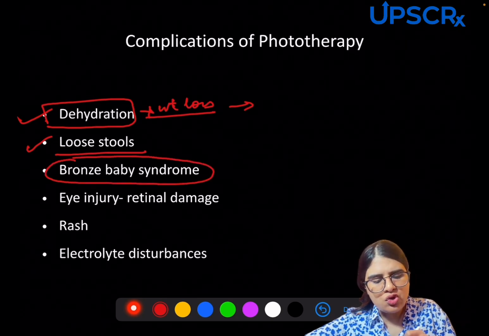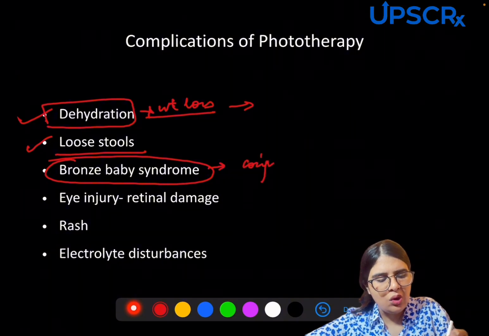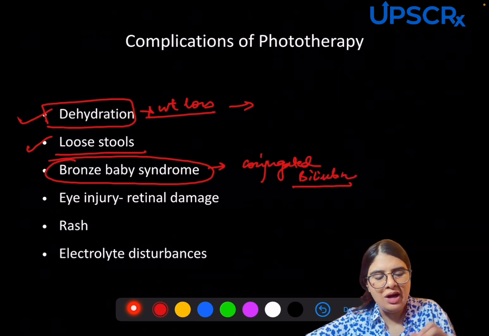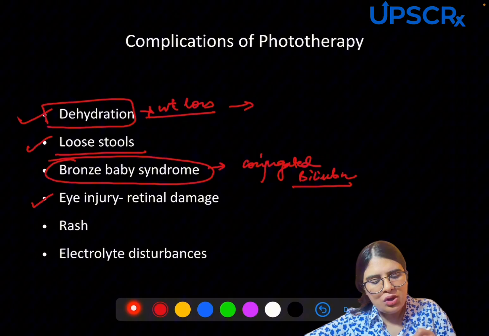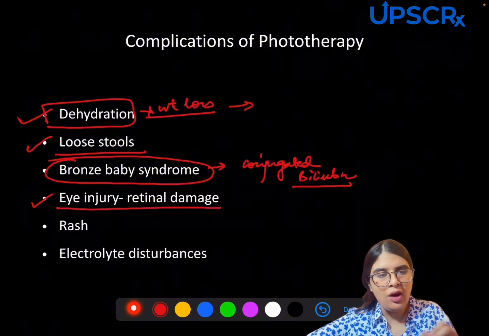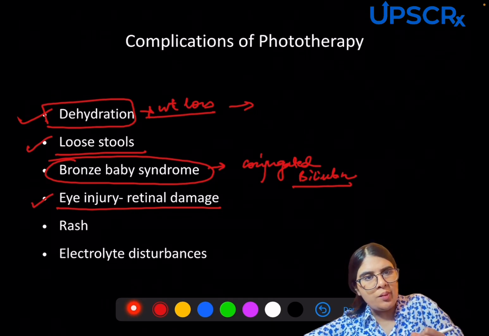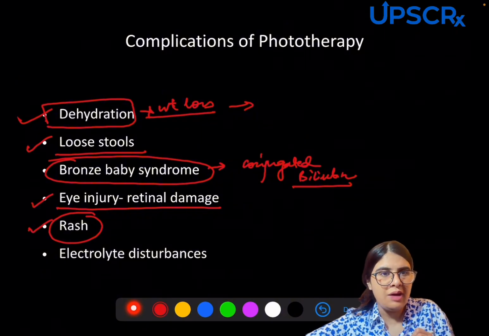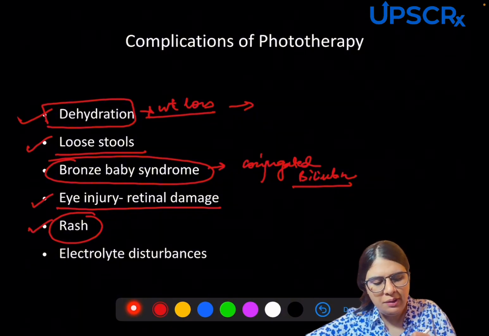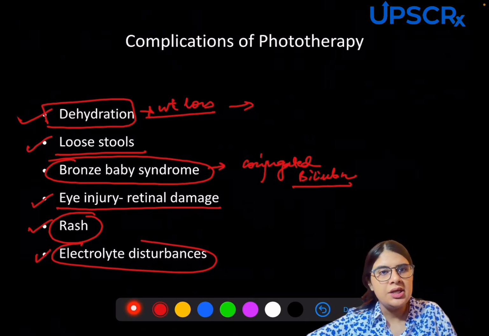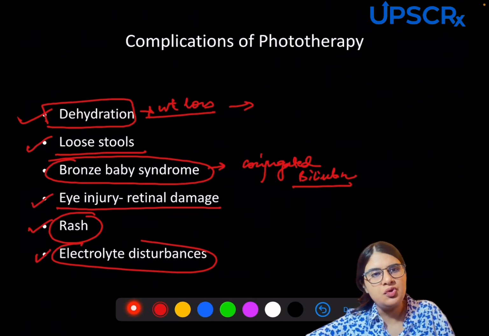Other is bronze baby syndrome. This happens if a baby with conjugated hyperbilirubinemia undergoes phototherapy, then what happens is bronze baby syndrome. Then I already talked to you about eye injury or retinal damage, right? Phototherapy can cause that. Therefore, you cover the eyes, and also it can affect the genital area also. So you cover that also. Then there can be some rash, right? Dermatitis can happen because of phototherapy, and electrolyte disturbances. Because of dehydration, weight loss, there can be some electrolyte disturbances, hypocalcemia particularly, so that you have to take care of. Okay.